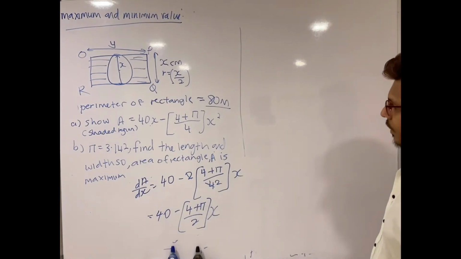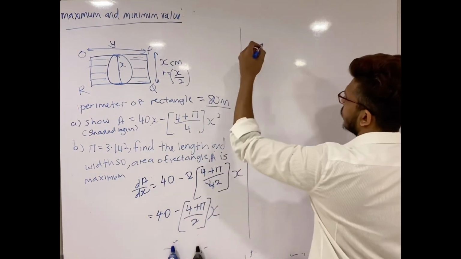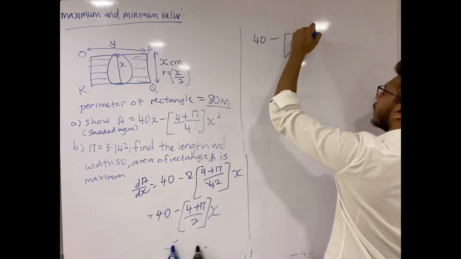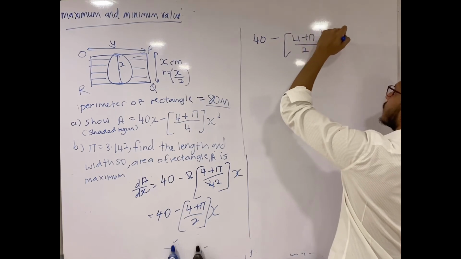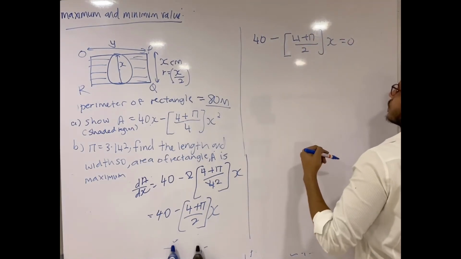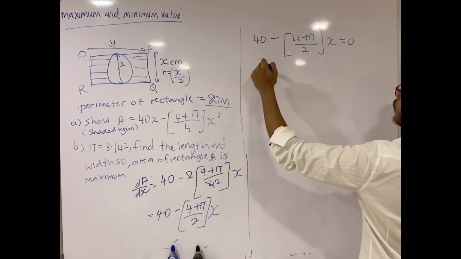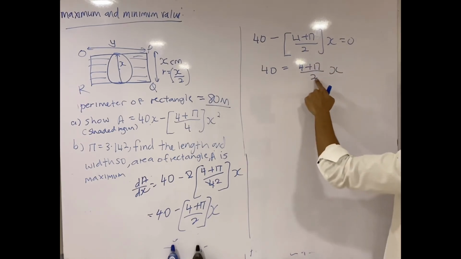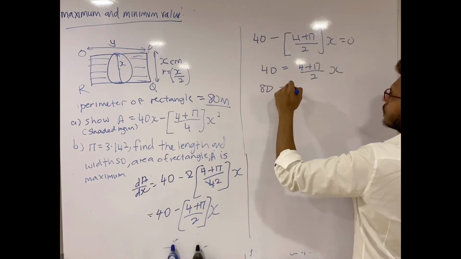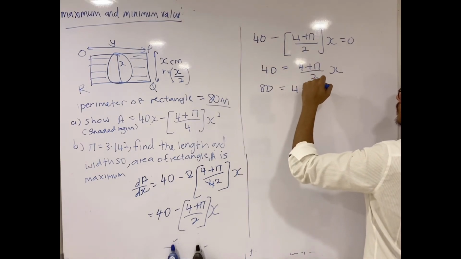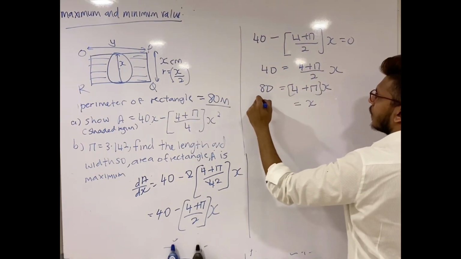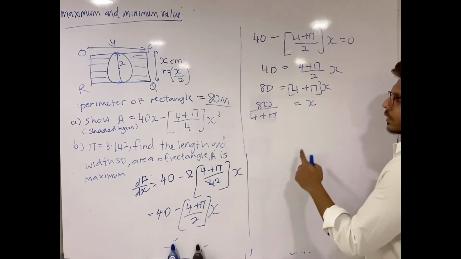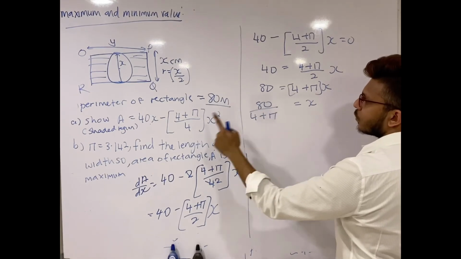(4 plus pi over 2) x. And whenever we want to find minimum or maximum, we have to equate that to 0. So 40 minus (4 plus pi over 2) x equals 0. Now 40 is equivalent to (4 plus pi over 2) x. Bring it over. So x is going to be 80 over 4 plus pi. Based on this, you can also find your y value.